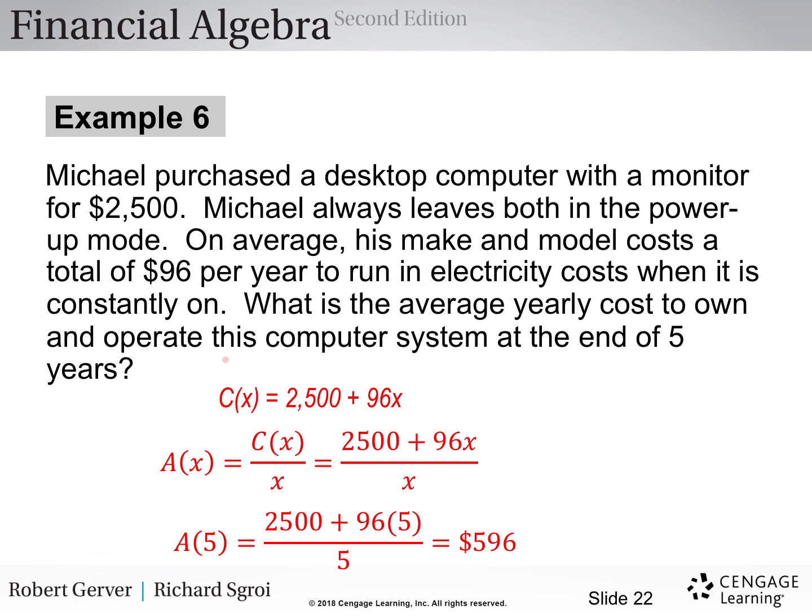All right, first of all, let's look at the cost of the computer. The cost of the computer can be represented by this function right here, 2,500 plus 96x. Well, what is that saying? It's saying that it costs $2,500 to buy the computer. So that's a fixed cost one time. Then each year, it's going to cost $96 to run it and keep it on. So the cost of the computer is the cost of the computer plus the average cost per year in electricity costs.